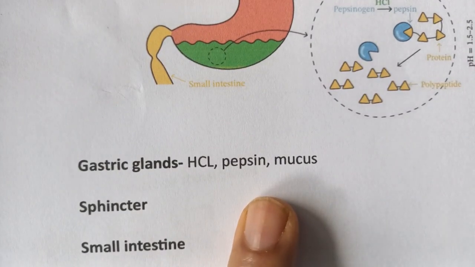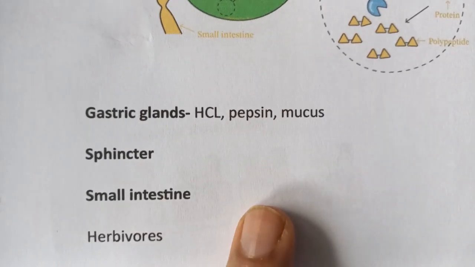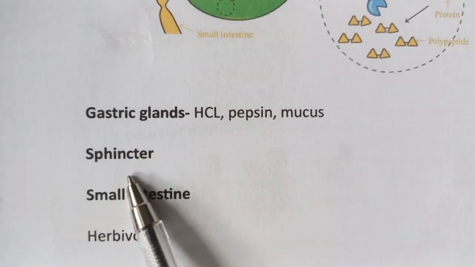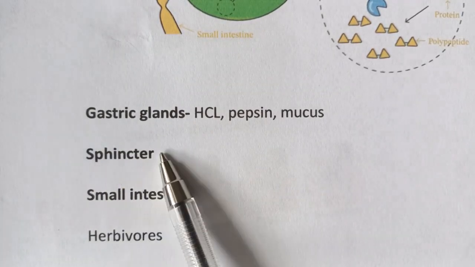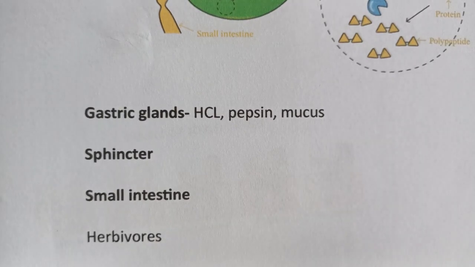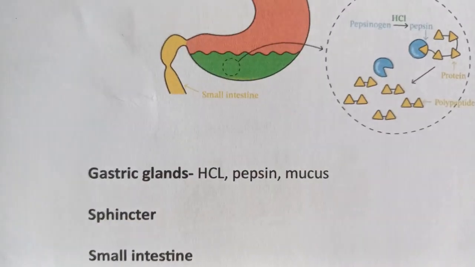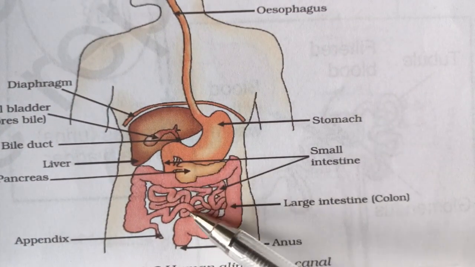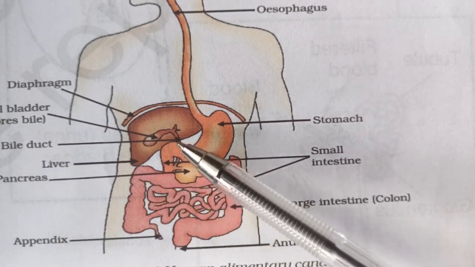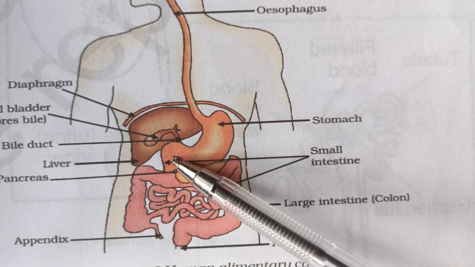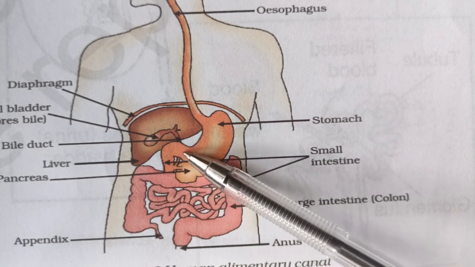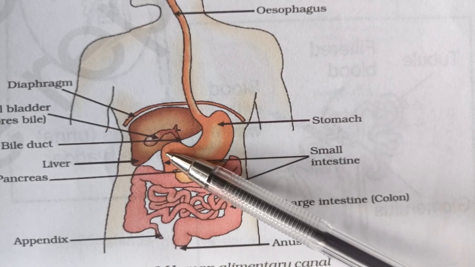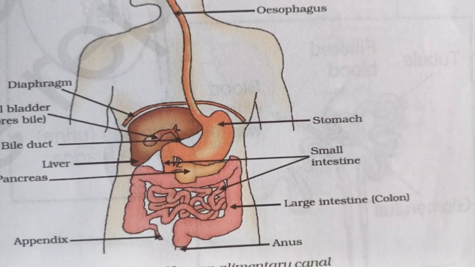Okay, now from the stomach, the food enters into the small intestine, and between the stomach and small intestine there is a sphincter, that is a small constriction that controls emptying of the food from the stomach into the small intestine. So this is the small intestine, and that's where the sphincter lies. There is a small constriction that controls the passage of food from the stomach into the small intestine.